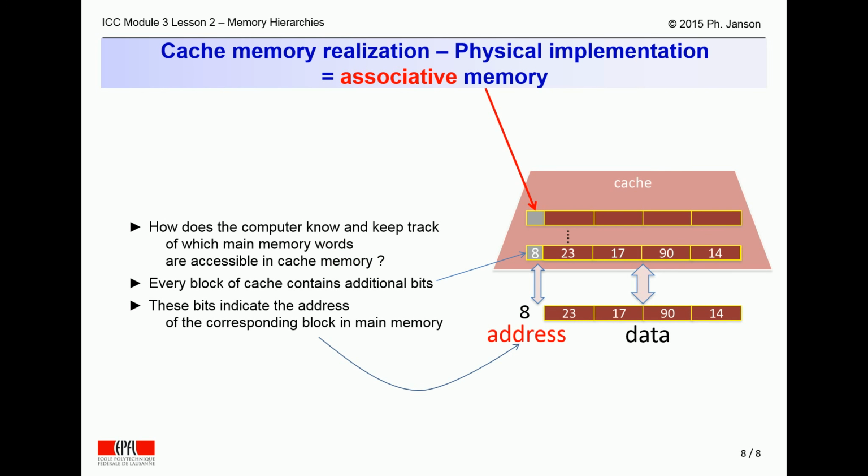Now, in order for this to work, the cache must of course always know which words and thus which blocks it contains. For this purpose, the cache is built as a so-called associative memory. This means that each block that it contains is flagged with an additional few bits indicating the address of the first word in that block.